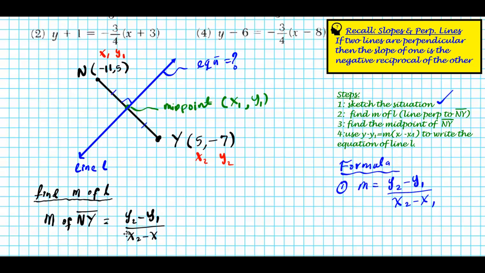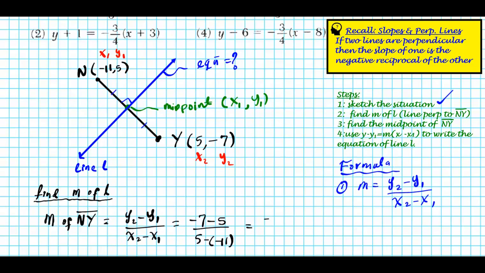You might wonder what is going on here. We're supposed to find the slope of L. Why are we looking for the slope of something else? Well, since this segment is perpendicular to this line, we can use the slope of the segment to find the slope of this line. So that's why I'm going off in a different direction first. Now let's find the slope of segment NY: y2 minus y1 over x2 minus x1.